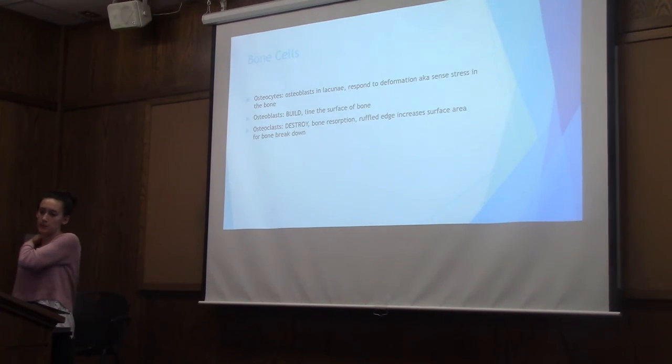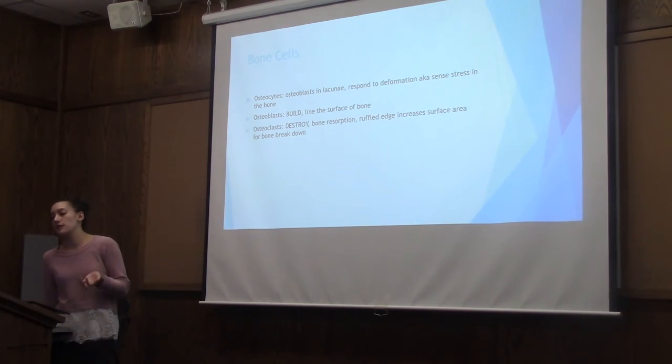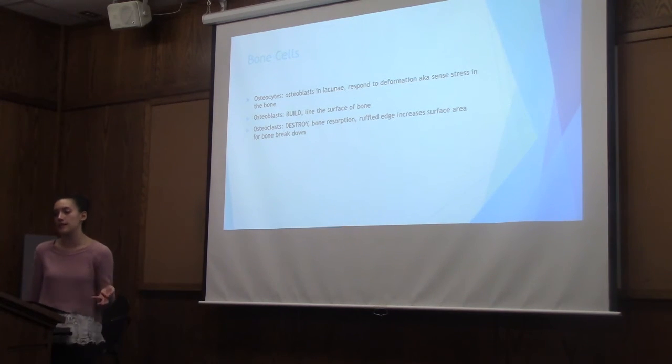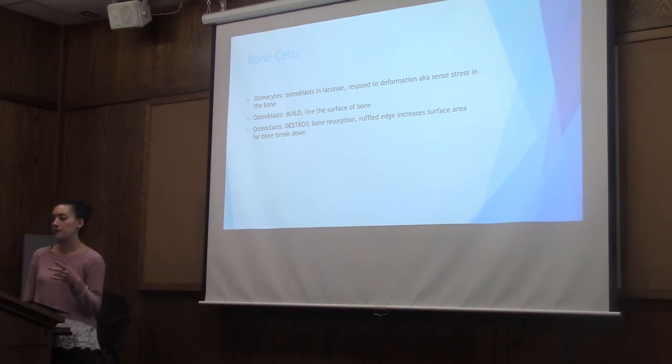Okay, so know the difference between bone cells. Osteocytes are osteoblasts in the lacunae. They respond to deformation, so they sense stress in the bone, that's their function. Osteoblasts build bone, so they line the surface of bones, and osteoclasts destroy. They're responsible for bone resorption. They have a ruffled edge that increases surface area for bone breakdown.